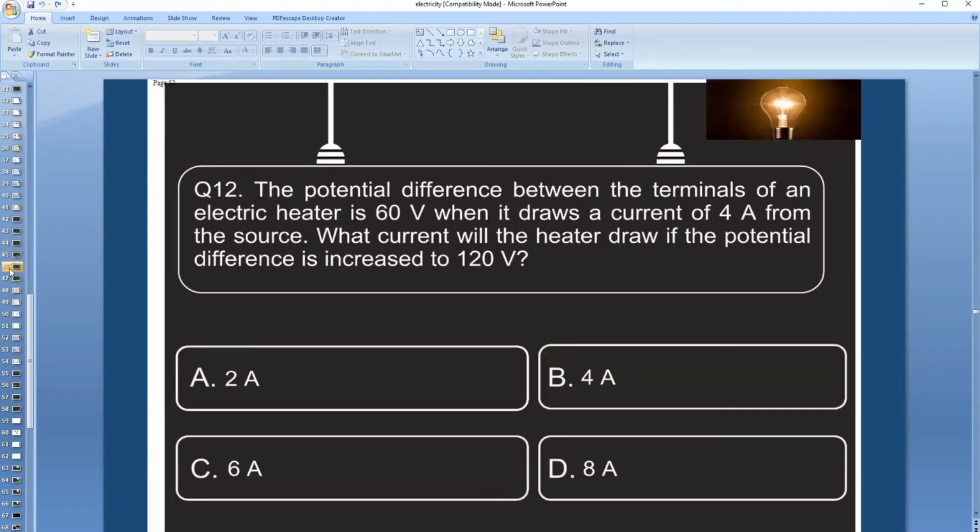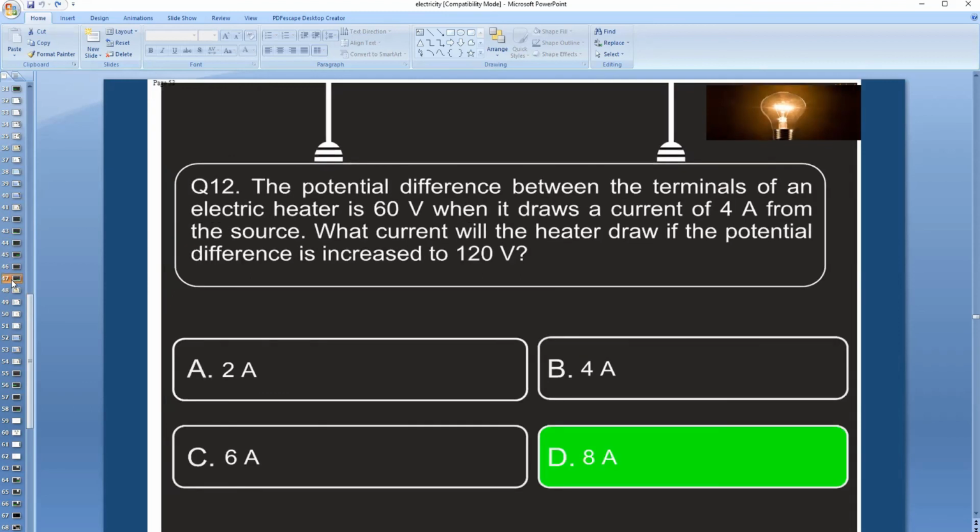Next question. The potential difference between the terminals of an electric heater is 60 volts when it draws a current of 4 amperes from the source. What current will the heater draw if the potential difference is increased to 120 volts? Option A, 2 amperes. Option B, 4 amperes. Option C, 6 amperes. Option D, 8 amperes. The right answer is 8 amperes.